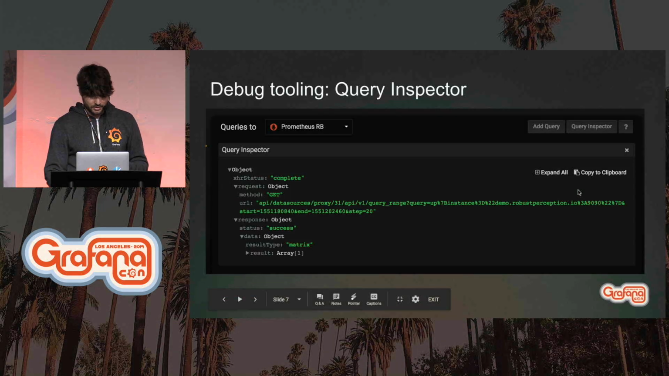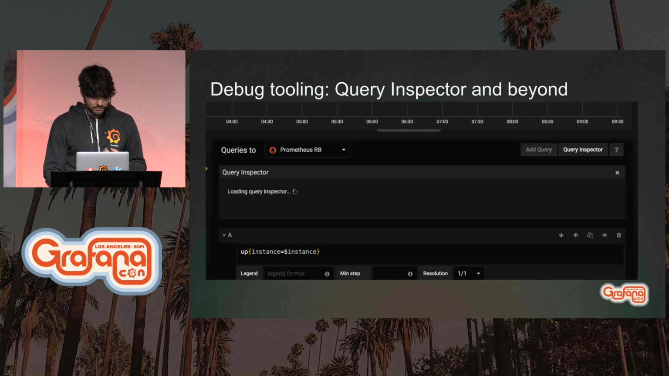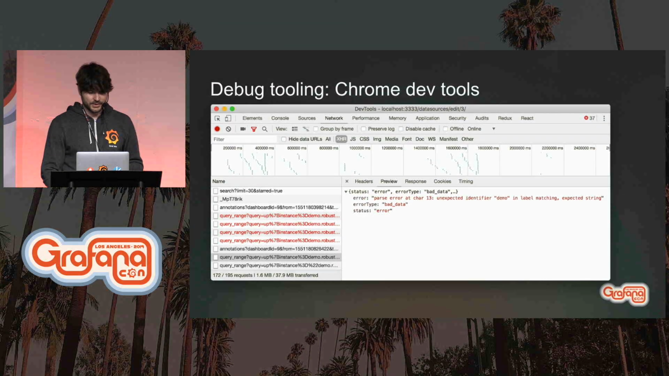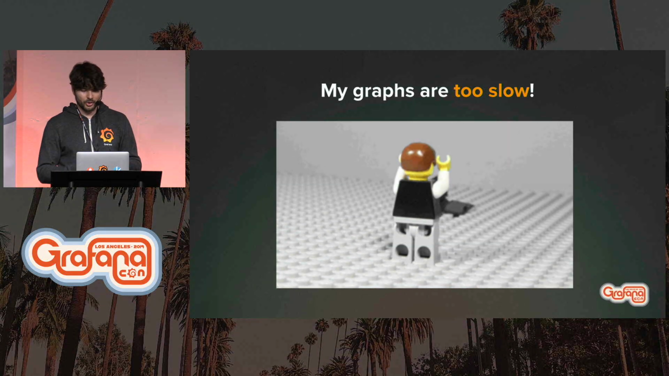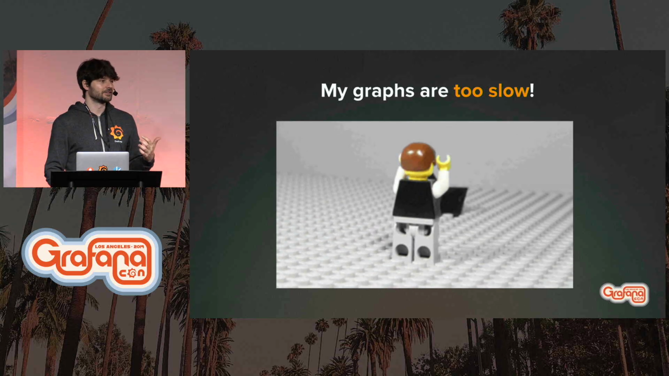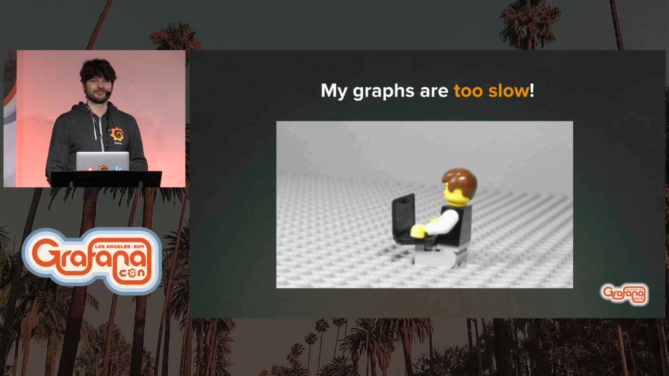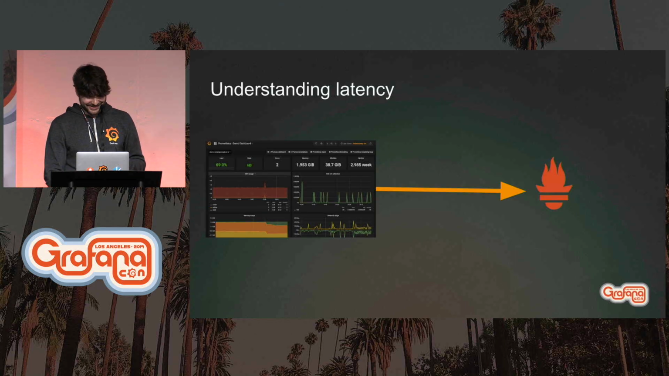So let's continue. We've used the query inspector on the queries that have actually returned something. And when it didn't work, we were using the developer tools of your browser. So let's get to the point where graphs are slow. Anyone here having slow graphs? I would have hoped. Okay. That's it? All right. Let's quickly talk about latency.